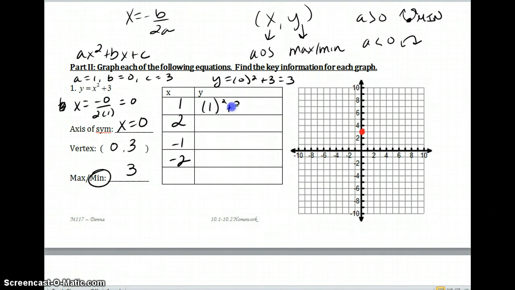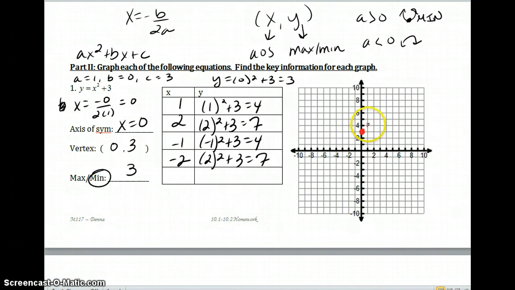So 1 squared plus 3 equals 4. 2 squared plus 3 equals 7. Negative 1 squared plus 3 equals 4. And negative 2 squared plus 3 equals 7. Notice that the values repeat as they should, because remember that a quadratic creates a parabola, and a parabola is always symmetrical. Okay, so let's go ahead and plot those points.